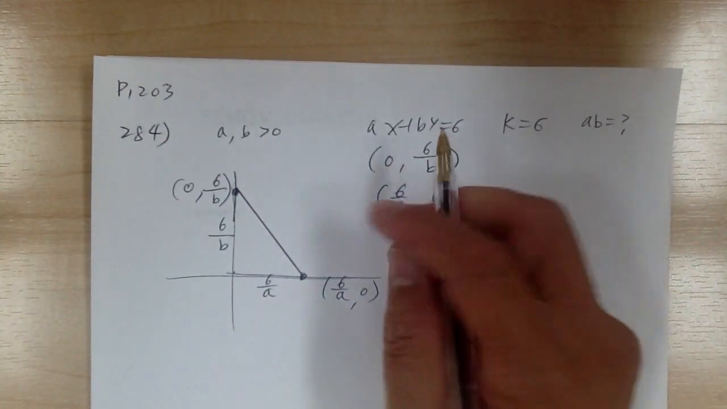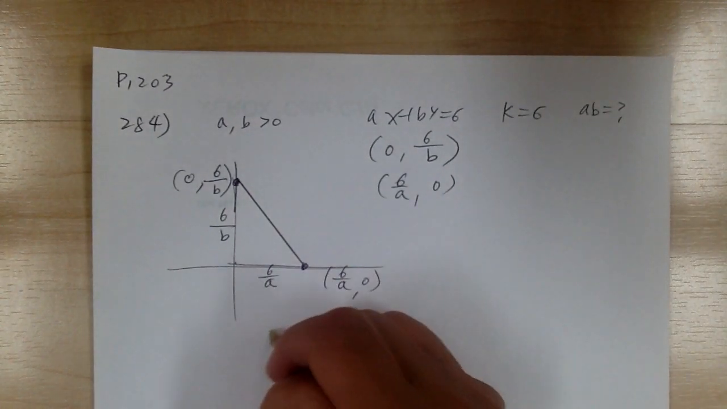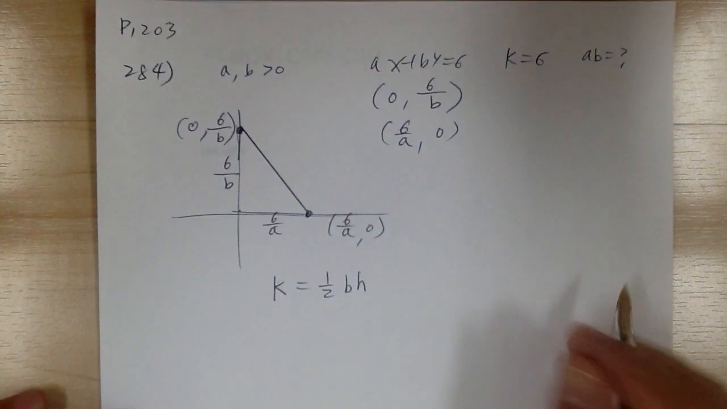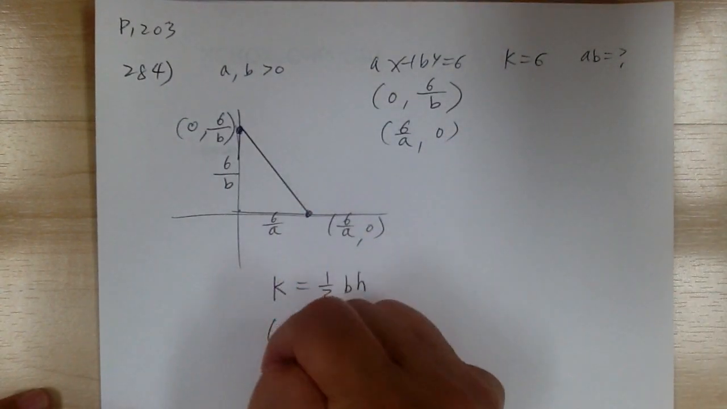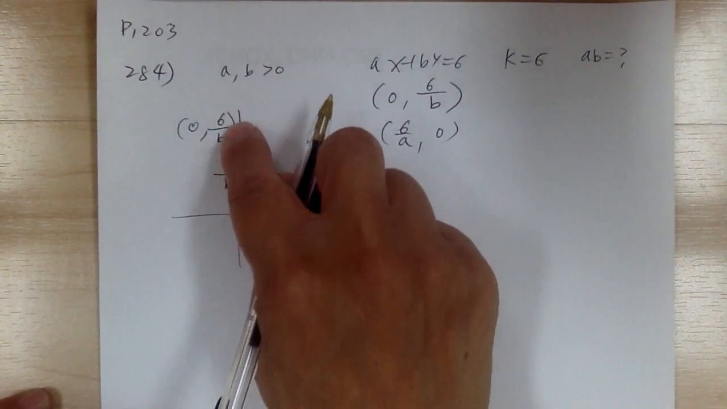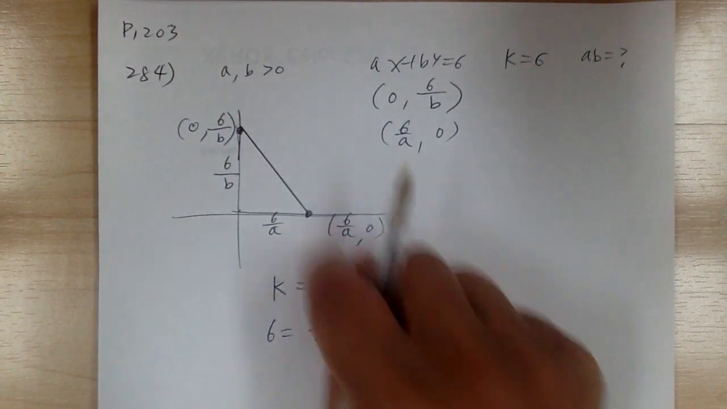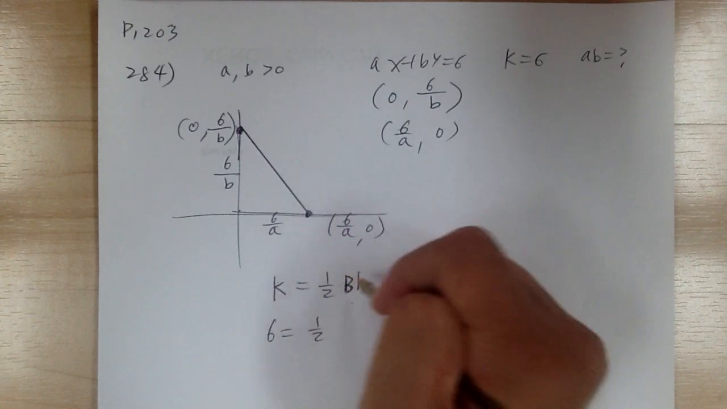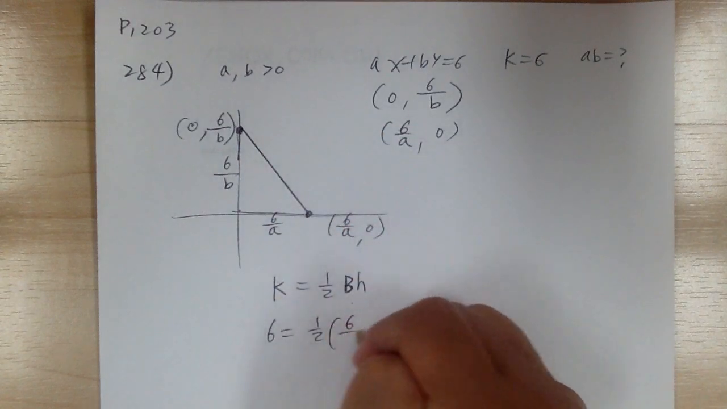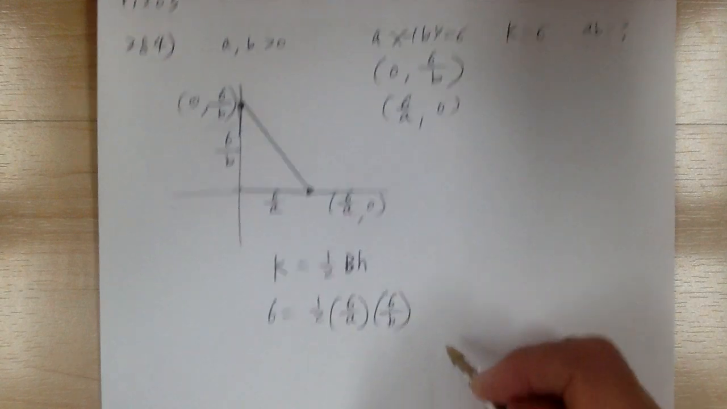Okay, and so now to figure out a times b, we apply the formula for the triangle. So area of the triangle is equal to 1/2 base times height. So substitute everything in here. So the area equal to 6. B is the base. So this b is not this b. These are different b's. This is the intercept b. This is the base for the formula. So they are not the same thing. Or let's use capital B then. So the base would be 6 over a, and the height is 6 over b.